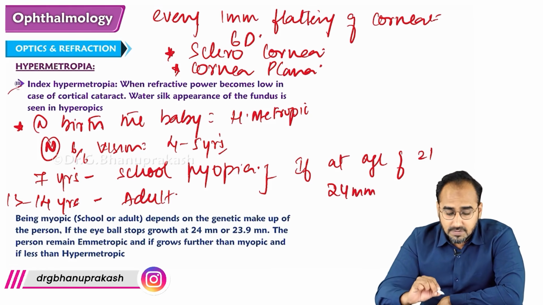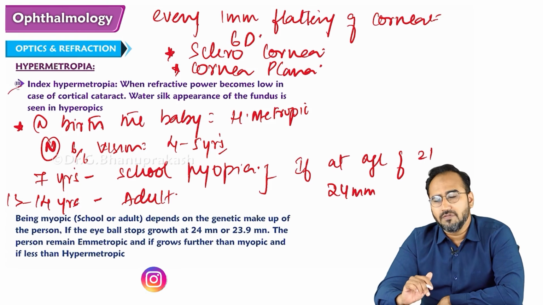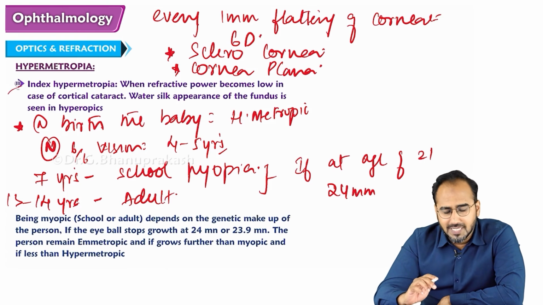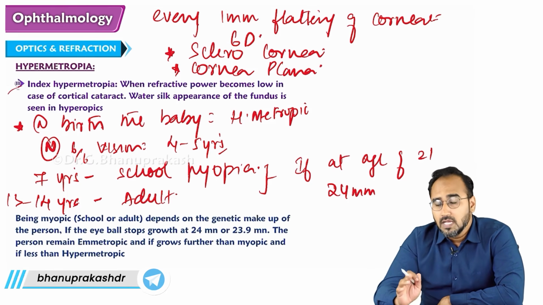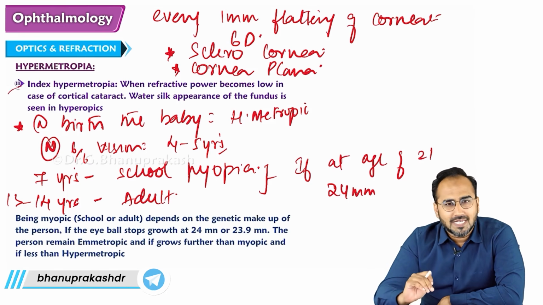So remember, guys, we are talking about what? At birth, the baby's eyes are very small. The light rays are focusing much behind the retina. Then the child is called hypermetropic.